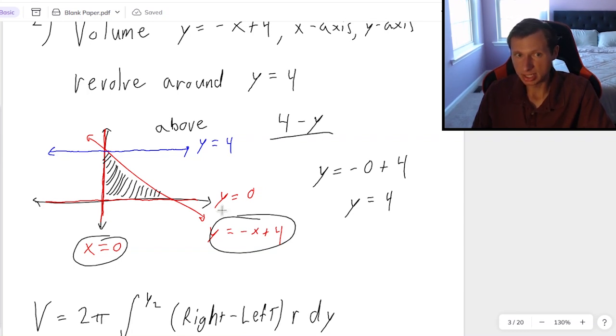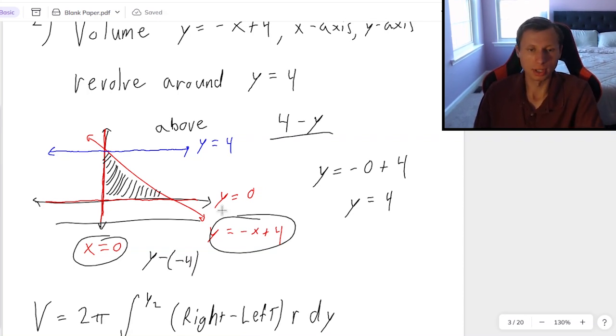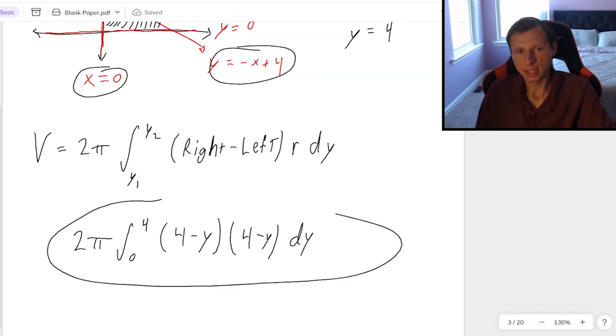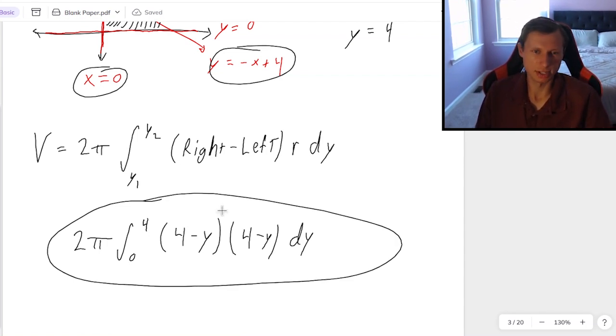That's my radius. If it was the opposite, if the axis of rotation was below my area, then it would be y minus negative 4 or y plus 4. That's if we were below, which we're not. So anyways, my radius is 4 minus y. Yes, that is a coincidence. It's the exact same thing. That almost never happens. And then it's going to be times dy. And there's the setup for my integral. And that's it. That's all I'm going to do for this problem.